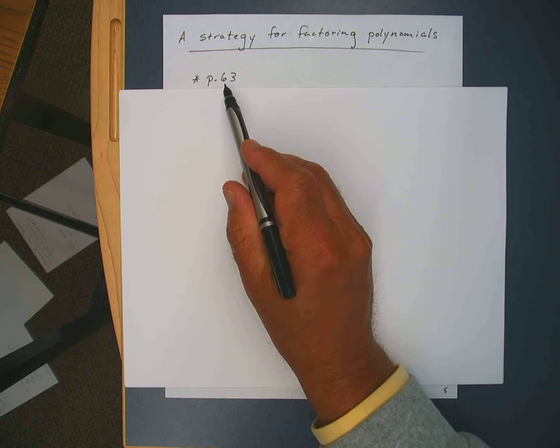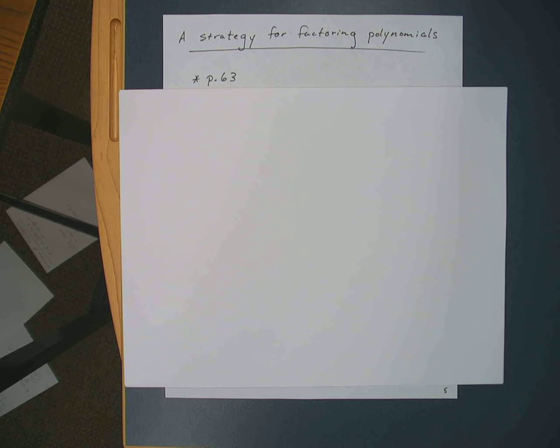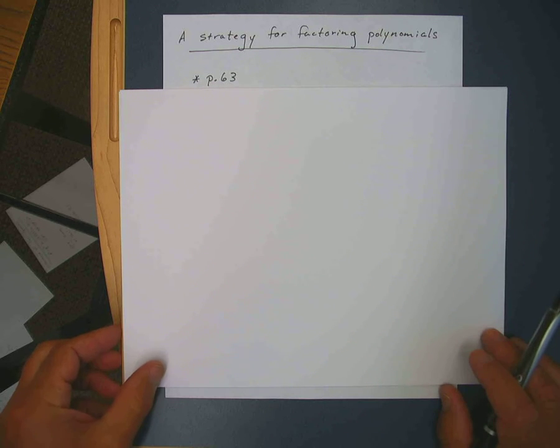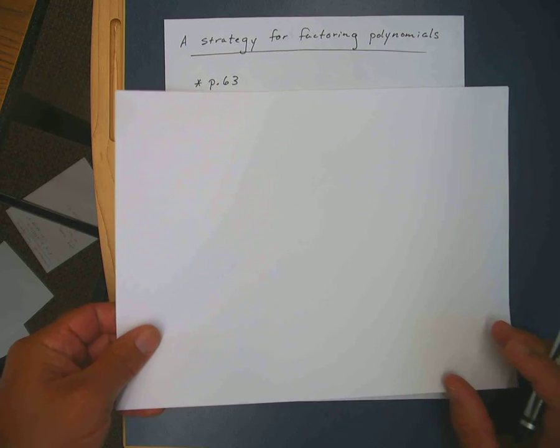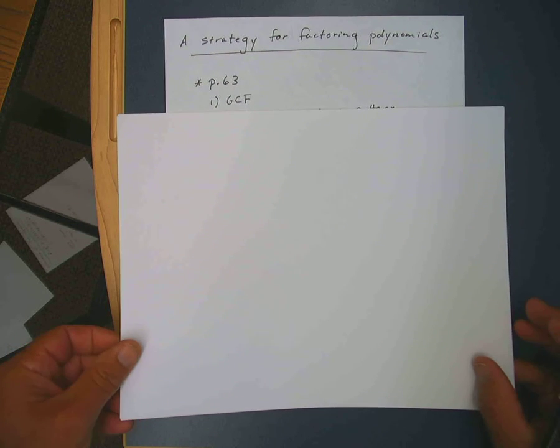Finally, I'd like to talk about a general method for factoring polynomials, which is outlined in your book on page 63, and then take one example. So when you're faced with a polynomial, you're asked to factor it. The first thing you should do is factor out the greatest common factor. So look at every term in the polynomial. If there are factors common to each term, then you need to factor those out.